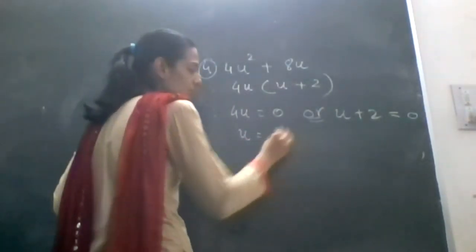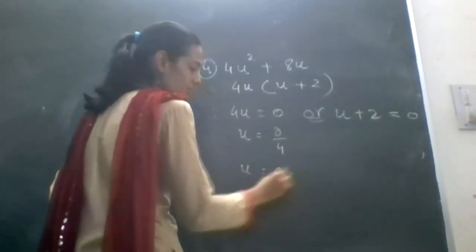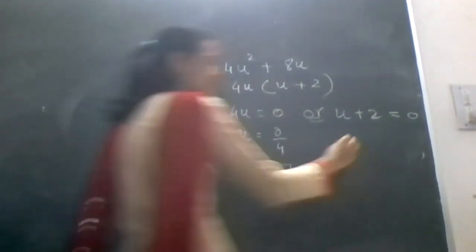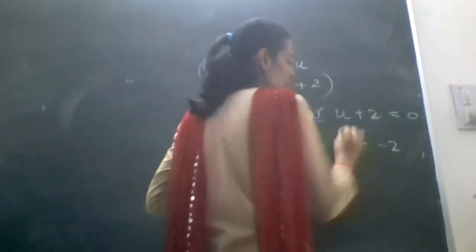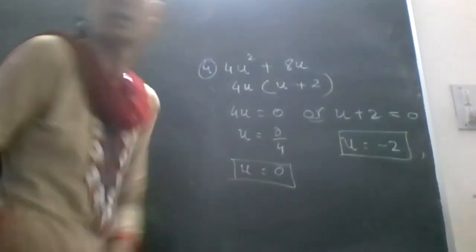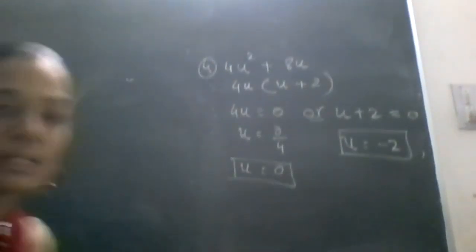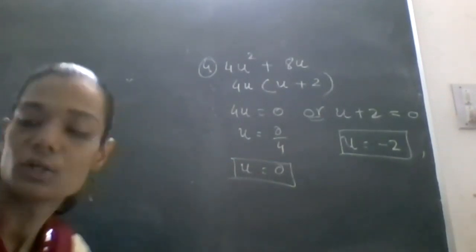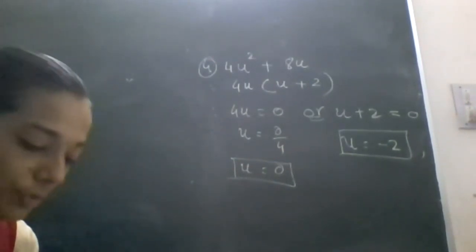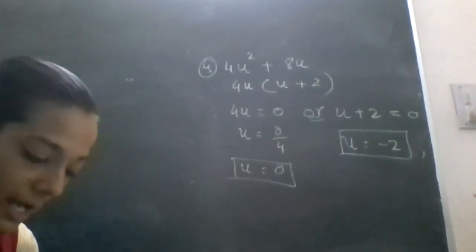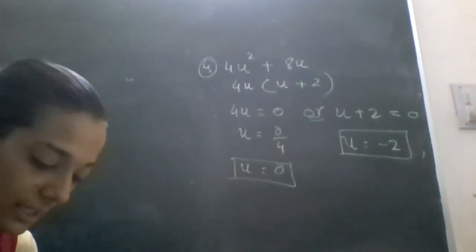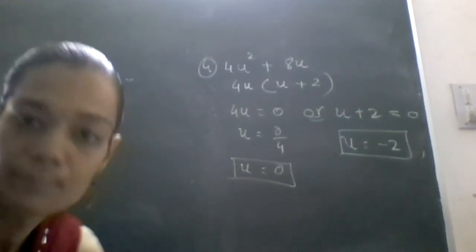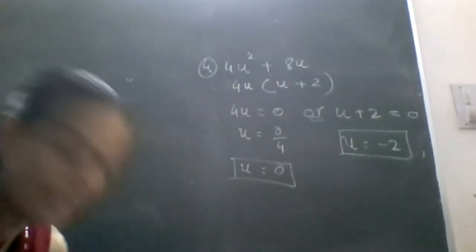So you will get u is equal to 0 upon 4, which is equal to 0 only. That is your first zero. And second is what? u is equal to minus 2. That is your second zero. So the two zeros of this given polynomial are 0 and minus 2. I hope you have understood everything now. Yes? Right? Okay.